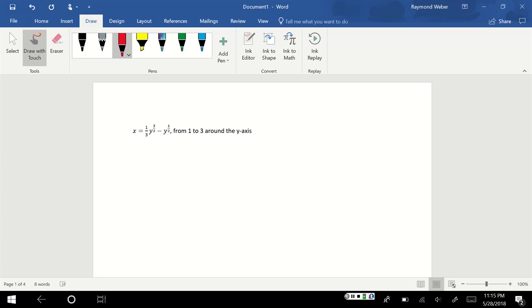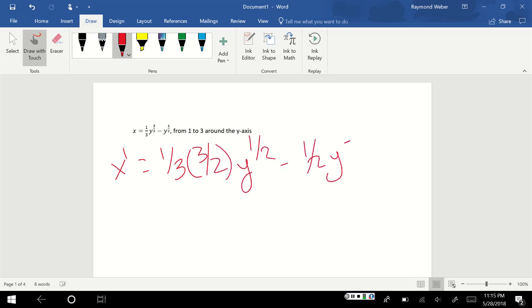If, for instance, I want to take this exact same equation and revolve it around the x, I would first need to solve it for y. But luckily, we don't have to do that. The first thing I want to do is find the derivative here, so x prime. So 1/3 times, bring down this, subtract 1. Over here, bring down, subtract 1. So those cancel, and I have y to the 1/2 over 2 minus 1 over 2 y to the 1/2.